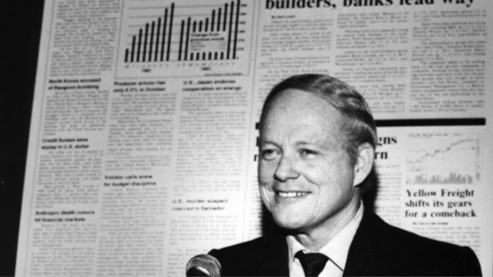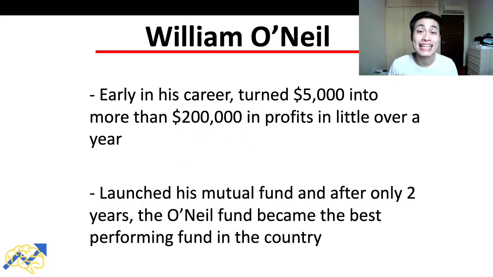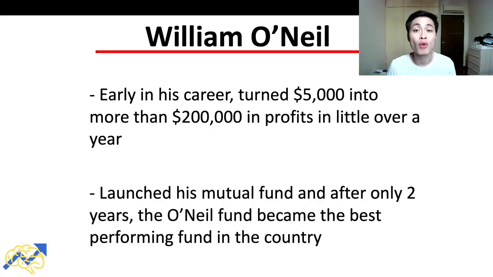Early on in his career, William O'Neil managed to turn $5,000 into more than $200,000 in profits in little over a year. So William O'Neil managed to 40x his returns in the stock market in little more than a year. In addition, he launched his mutual fund, and after only 2 years, the O'Neil Fund became the best performing fund in the country. So these are some of the achievements that William O'Neil managed to achieve in the stock market. So what made William O'Neil so successful in the stock market?